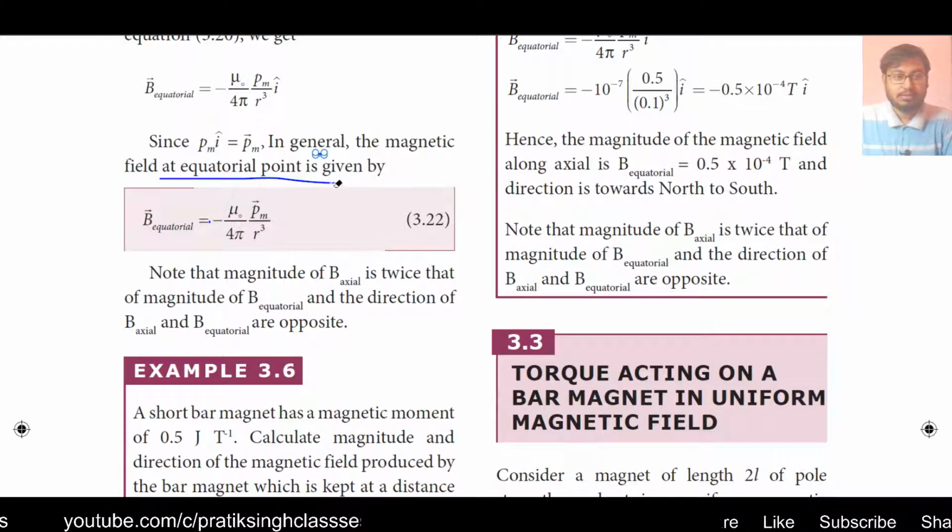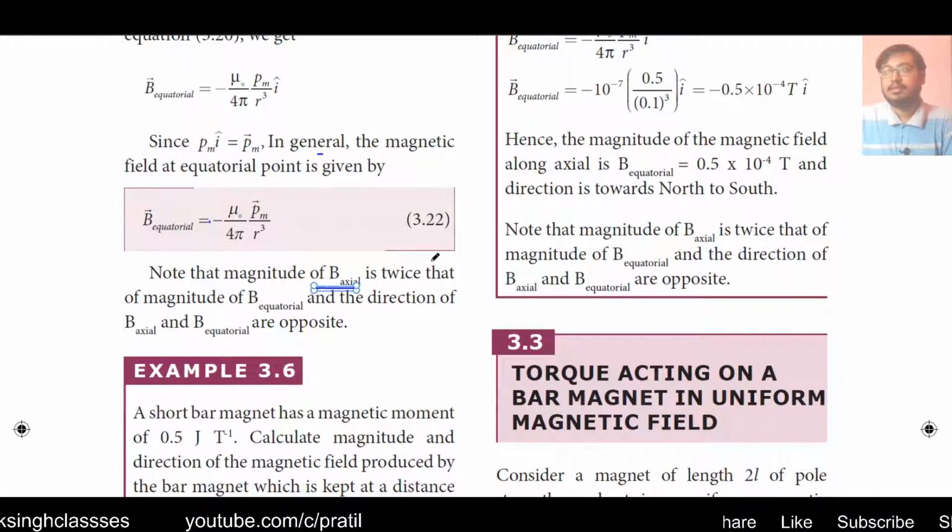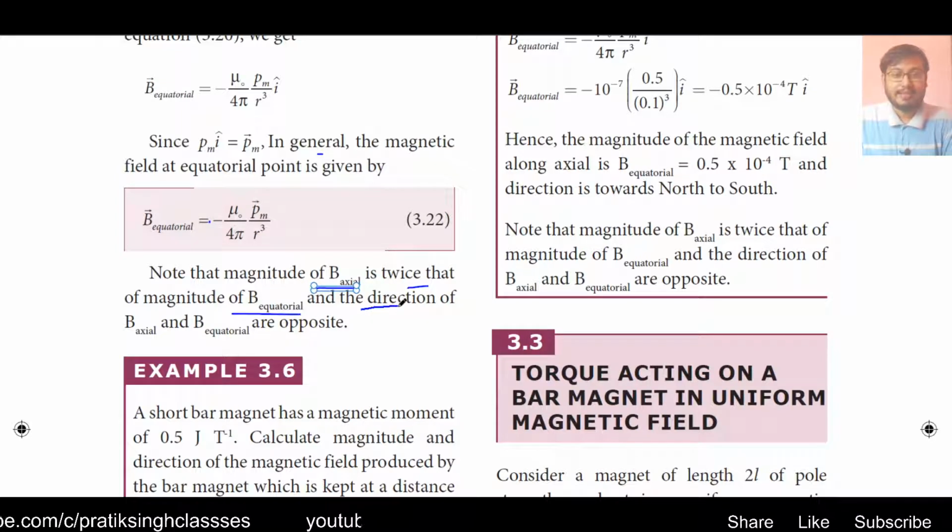Very well, so this is all about the magnitude of B on axial point. As you consider the value of B on the equatorial line and axial line, the magnitude on the axial line is twice that of the magnitude on the equatorial line, and the directions of B axial and B equatorial are opposite.